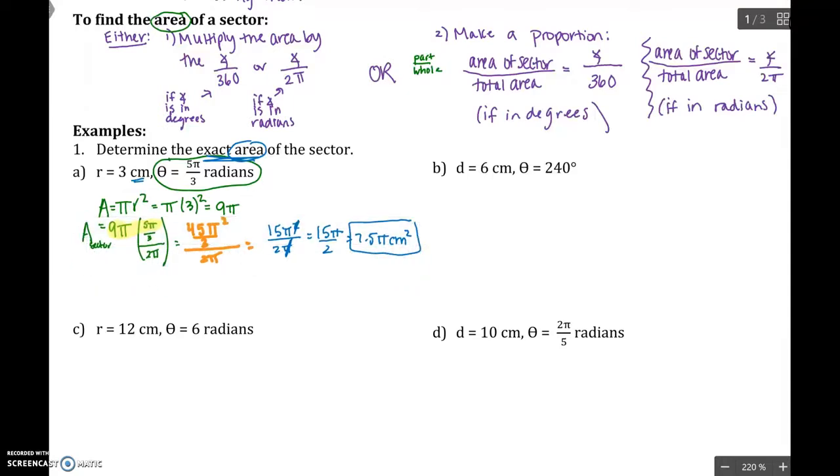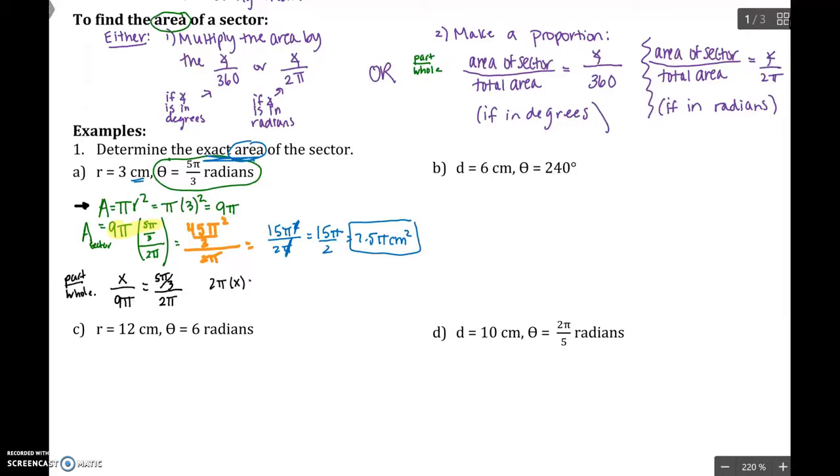Okay, you're going to take the area that you found at first, right here, and you're going to make a proportion. So you're doing part over whole equals part over whole. So the area of the sector is the part we're looking for out of the whole area. Okay, and then we have 5 pi over 3 radians out of the whole circle, which would be 2 pi. And you're going to cross multiply and solve.